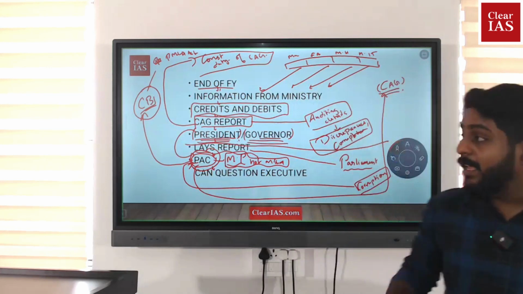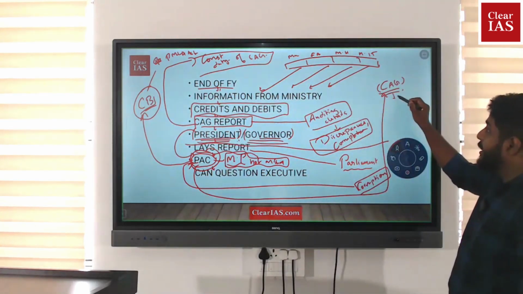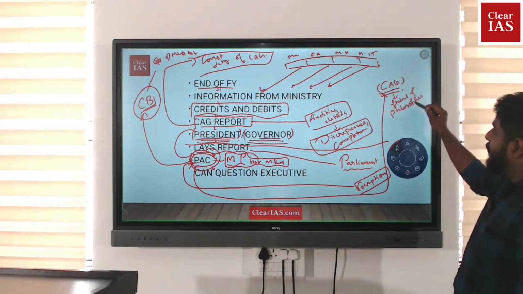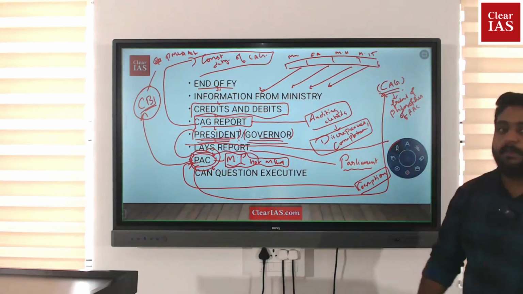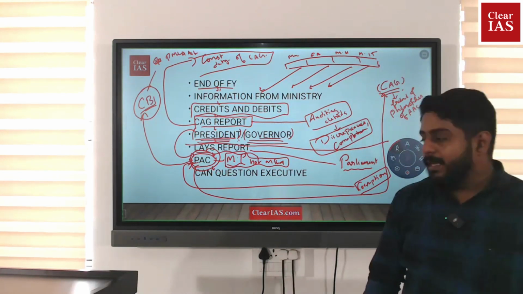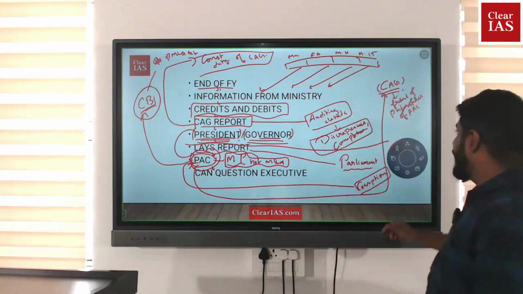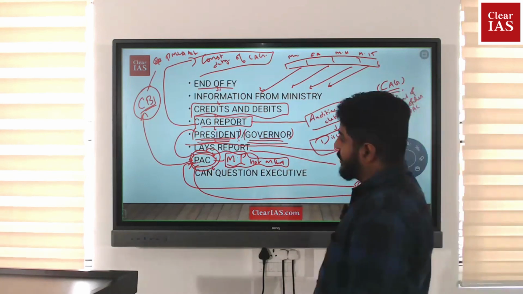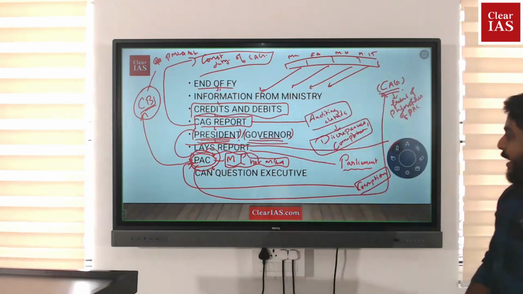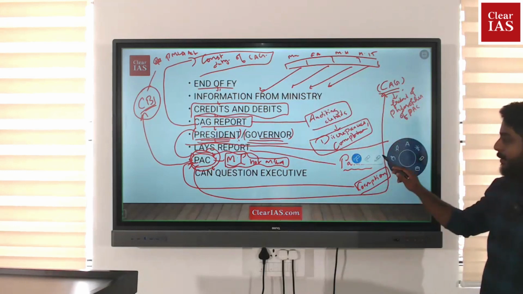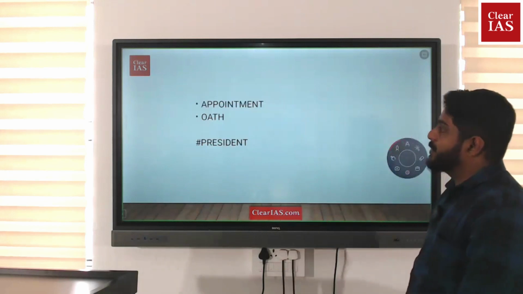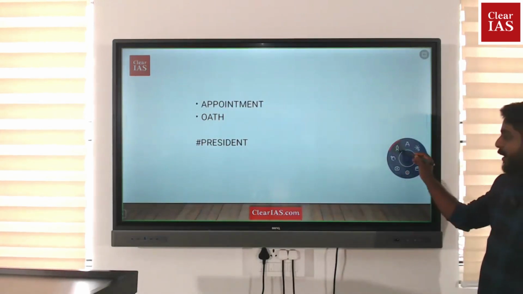And that is the reason why the Comptroller and Auditor General of India is known as the friend and philosopher of the Public Accounts Committee. Okay, the friend and philosopher of the Public Accounts Committee. It is the Comptroller and Auditor General of India who is known as the friend and philosopher of the Public Accounts Committee. Fine. So this is exactly the way the Comptroller and Auditor General of India will have to perform.